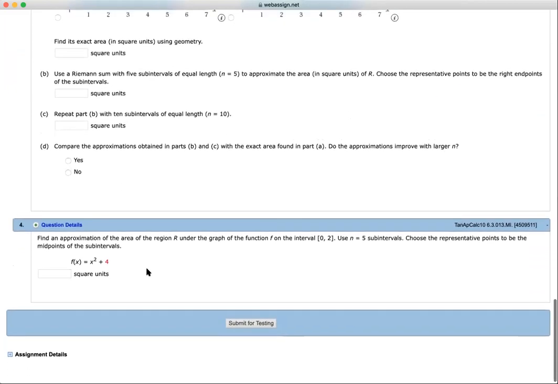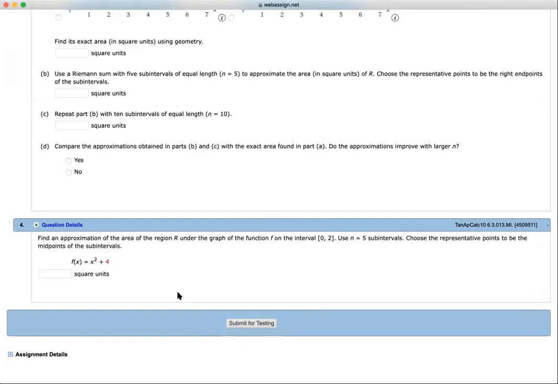All right, so let's take a look at, yeah, we can look at problem 4. Oh, this is nice. There's only 4 problems on this WebAssign. You lucky people. All right, so problem 4 gives us a different function. So f of x equals x squared plus 4. And we want to find an approximation of the area of the region R under the graph of the function 0 to 2 using 5 subintervals.